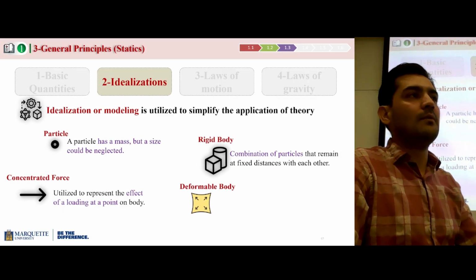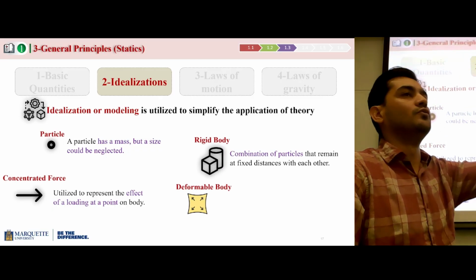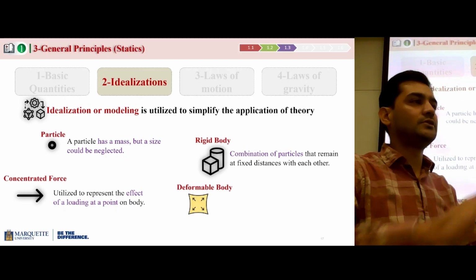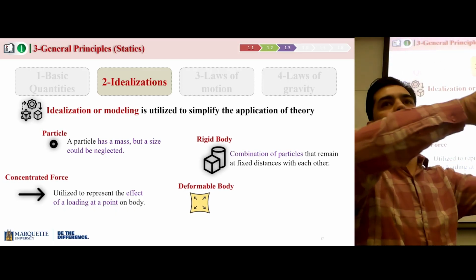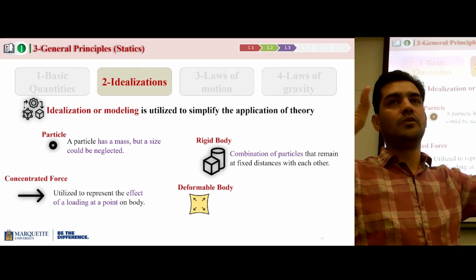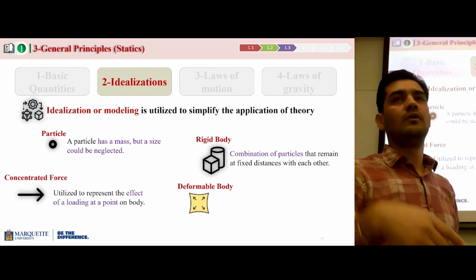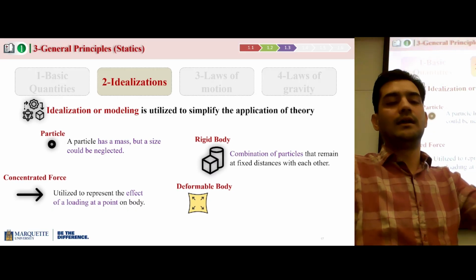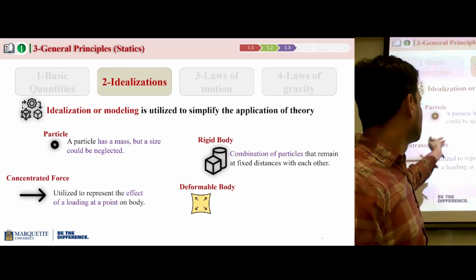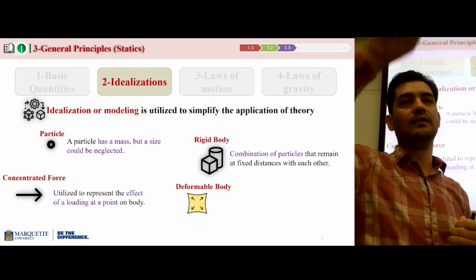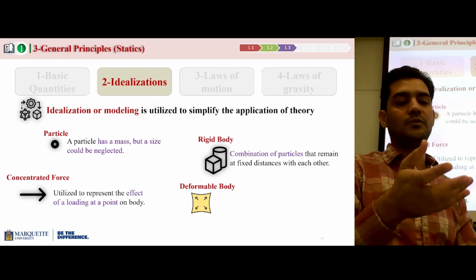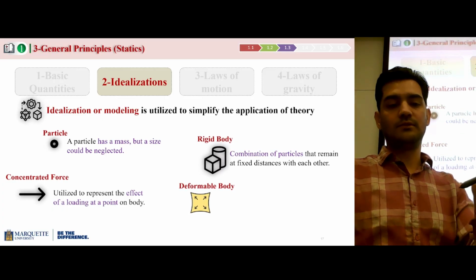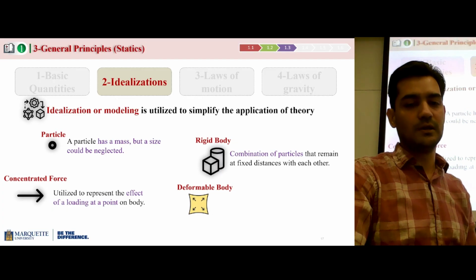So for example, you have a house, you have a roof, and on the top of the roof, you have a lot of snow. When you're doing calculation, you cannot show snow. Instead of snow, you can just point an arrow, and that would indicate that snow is applying a force. So instead of modeling the entire snow, you can use concentrated force idealization, and that will show another person, or if you're doing calculation, that will show you that some force is being applied onto some object.